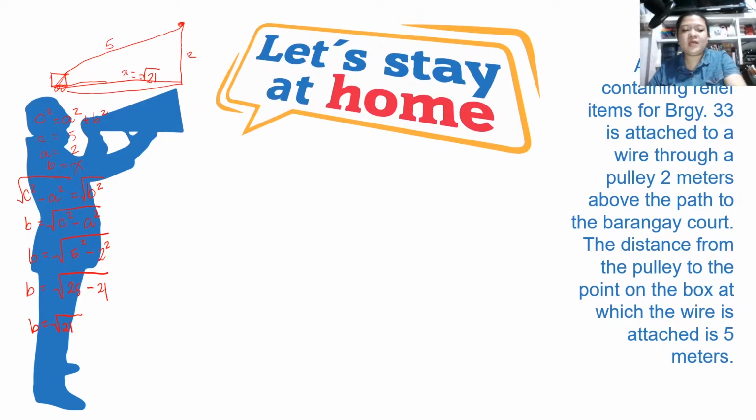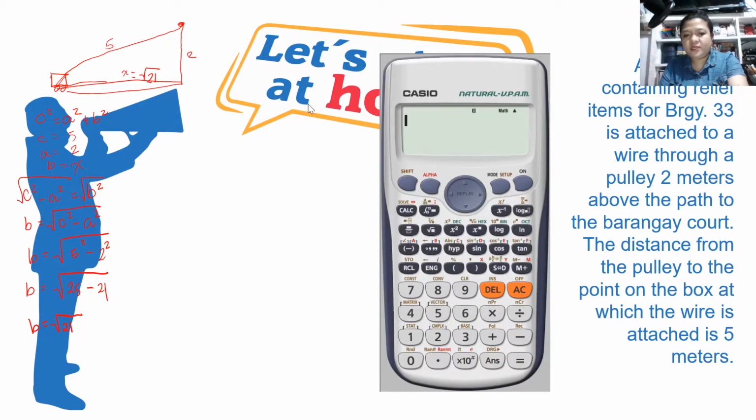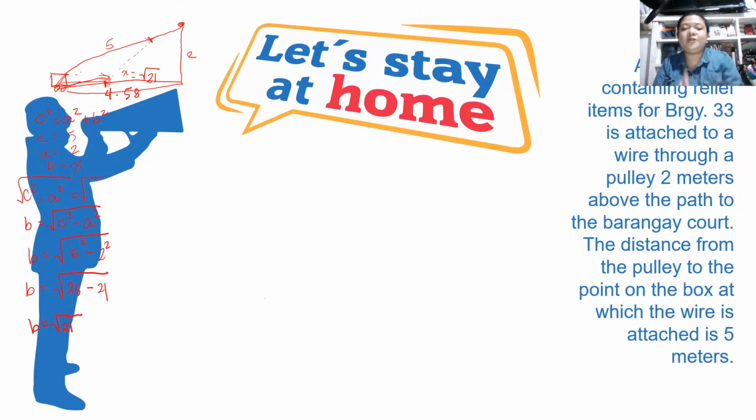So kung kukunin natin ang kanyang value, gagamit tayo ng calculator. So ang value niya ay square root of 21 or 4.58. So ngayon, nakuha na natin ang layo ng cargo box dun sa point ng pulley.